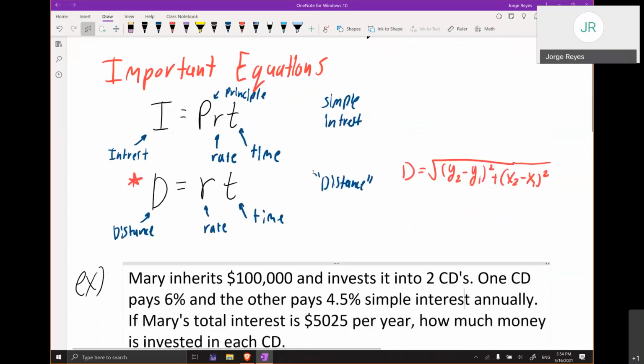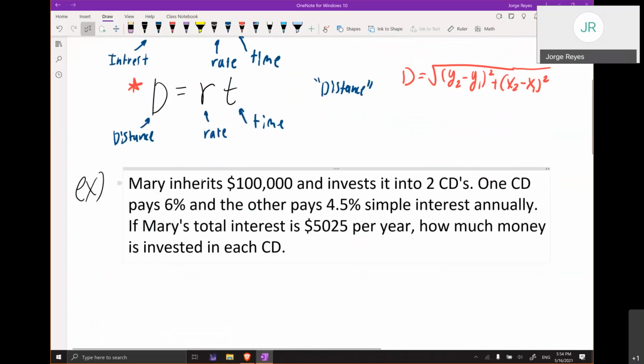This one is the interest problem. So, Mary inherits $100,000 and invests it into two CDs. Clearly, Mary is either very old or does not have a proper risk tolerance because CDs pay nothing. But one CD pays 6%. It is also apparently the 1960s because today's CDs pay like 0.1%. And the other pays 0.4 simple interest annually. If Mary's total interest is 5,025 per year, how much is invested in each?